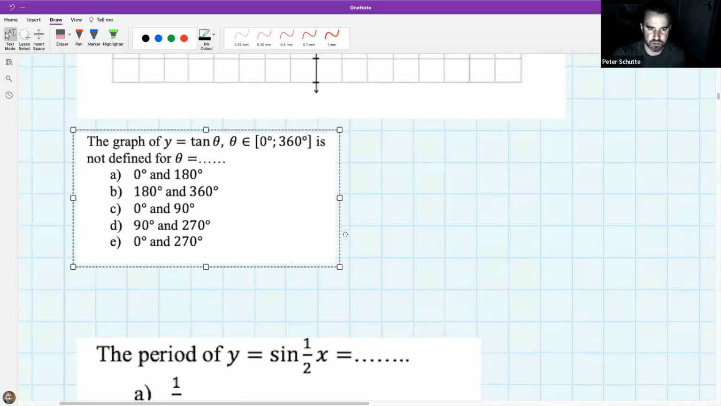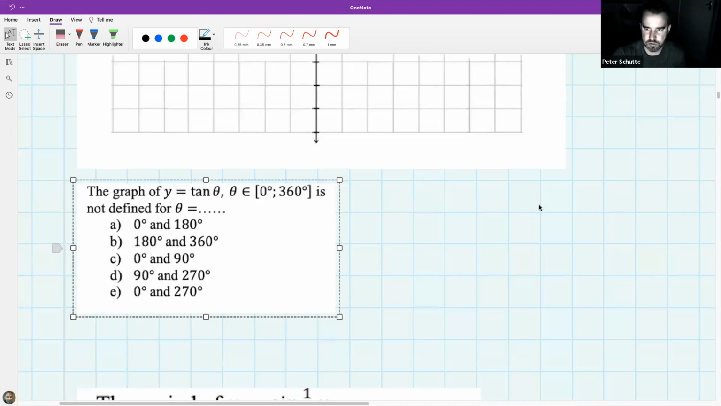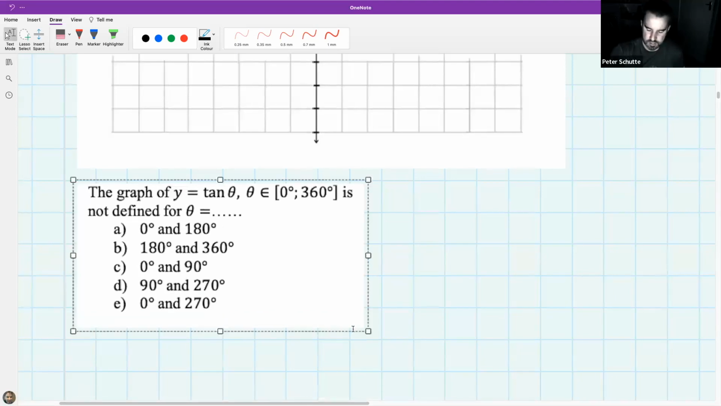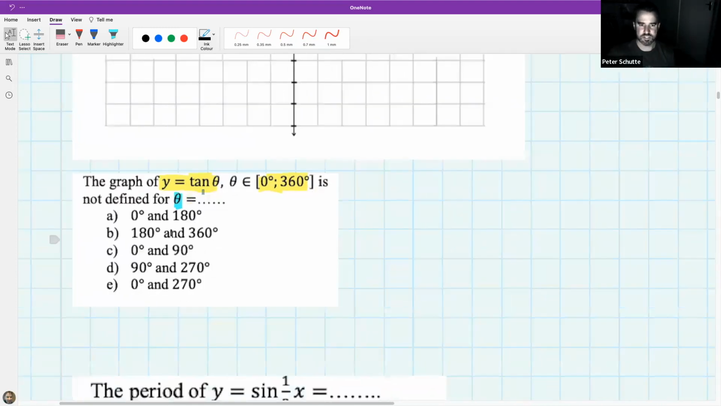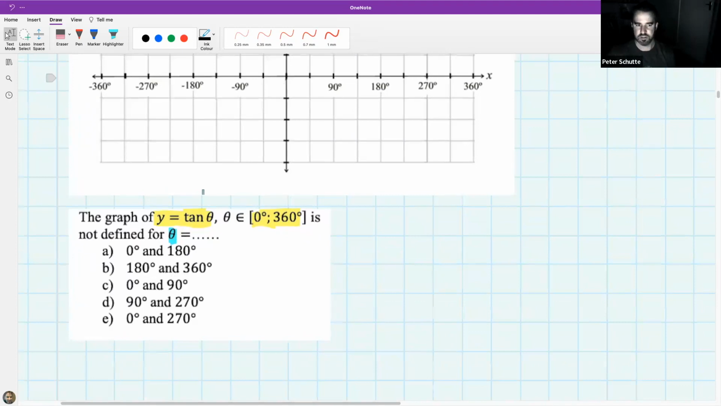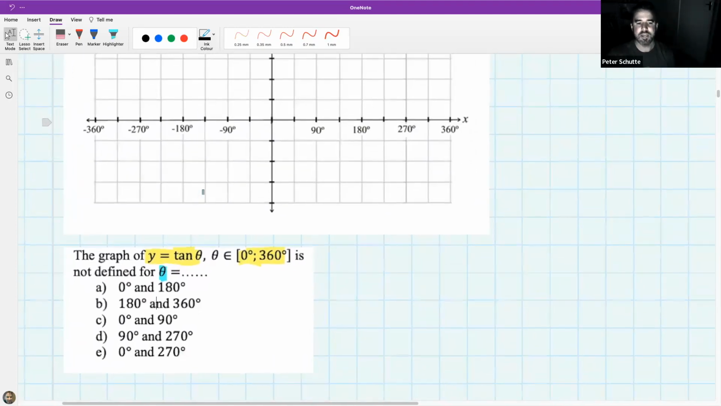Let us go to some multiple choice questions about these basic ideas we've been talking about. Question number 1: the graph of y equals tan theta in the domain 0 to 360 is not defined when theta is what? You need to tell me, do you think it's A, B, C, D, or E? And I'll ask you to consider, what does the normal tan graph look like? When you think about the tan graph, when is it undefined? What does it mean to be undefined?